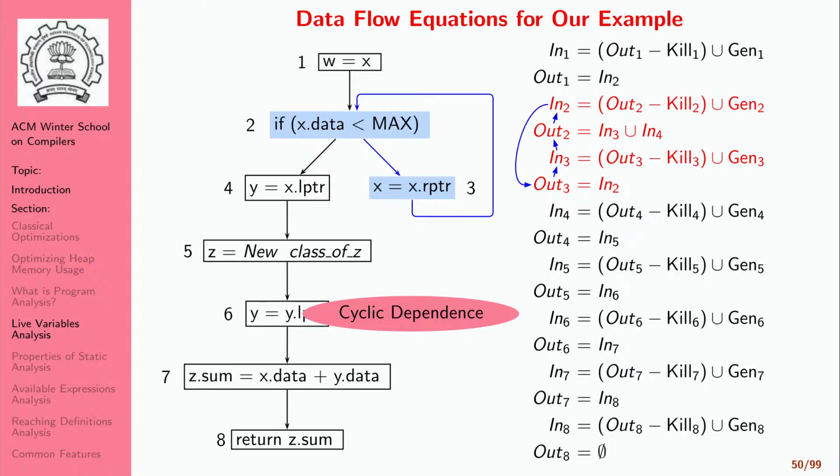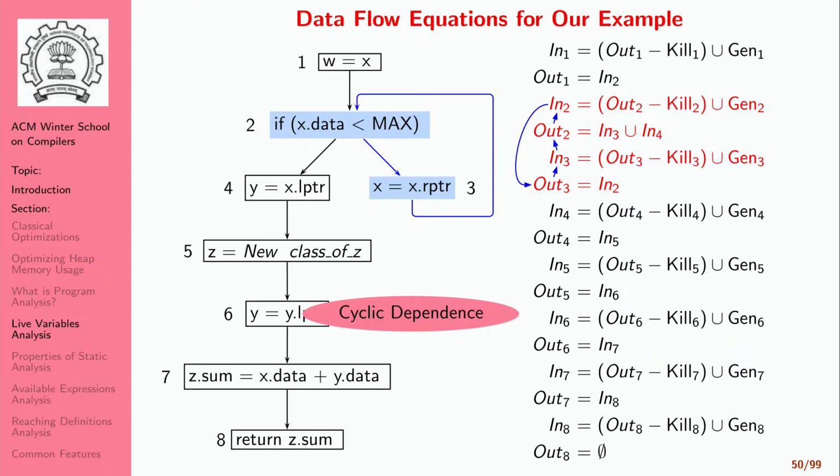So what that means is, when we start computing in this direction, here we know out of 8 is empty, I can substitute out of 8, I know what is kill and gen for basic block 8, I can compute in of 8, and then that will not change in the next visit.